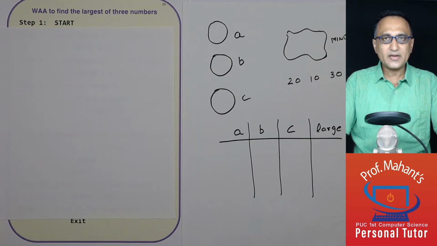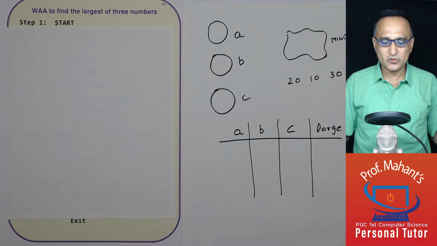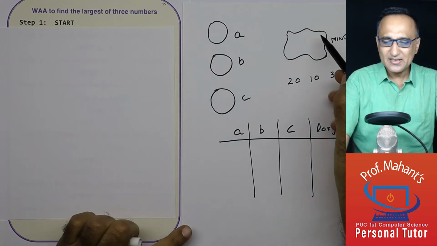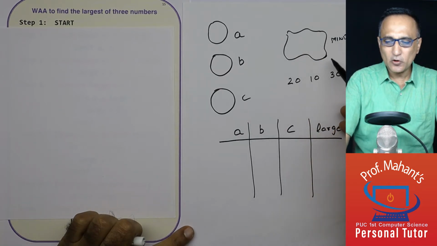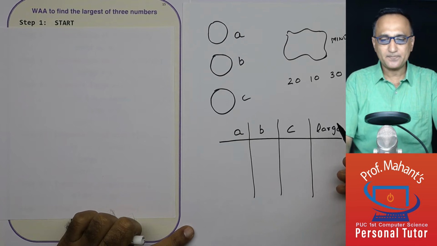We shall now take a look at an algorithm, how we go about finding the largest of three numbers. Before we head to the algorithm, let's do some loud thinking so that you really understand what the process is. Let us say this part represents your or my mind.